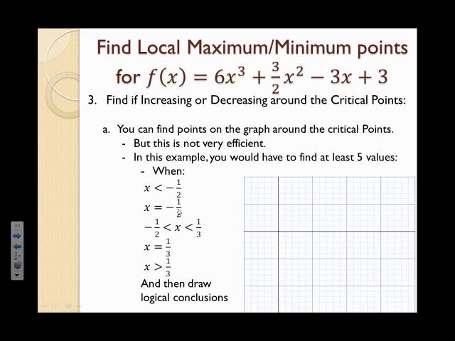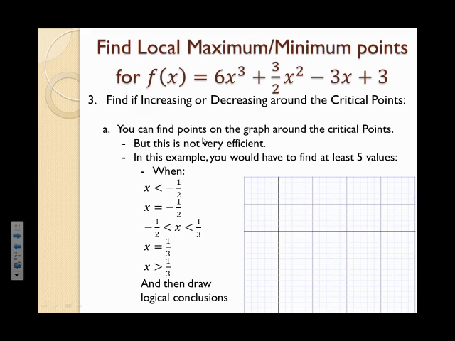Find what it is when it's at minus 1/2. Find what it is when it's between minus 1/2 and 1/3, the first x value and the second x value. Find the y value when it's at 1/3, and then also find it when it's greater than 1/3, and draw logical conclusions. Well, again, this would take some time to do. And if we are going to do this, what we end up having to do is put in all of these values.